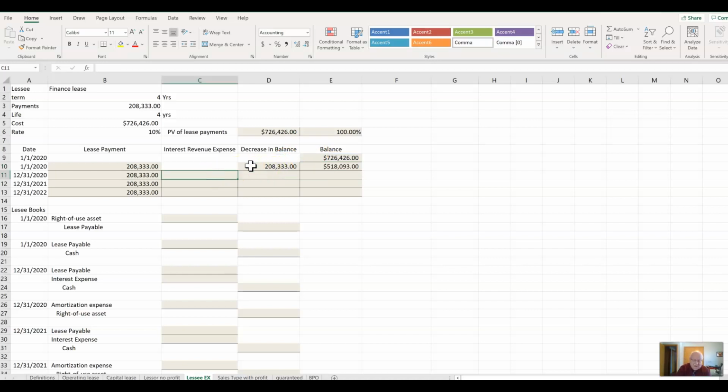And then we'll calculate the interest, so it's equal round. The 518 times our 10%, comma 0, because we want 0 decimals. And I also want to make sure I absolute value that number. And then we'll take the 208,333 minus the 51,809, and then the 518,093 minus the 156. And this is to fill out our chart.